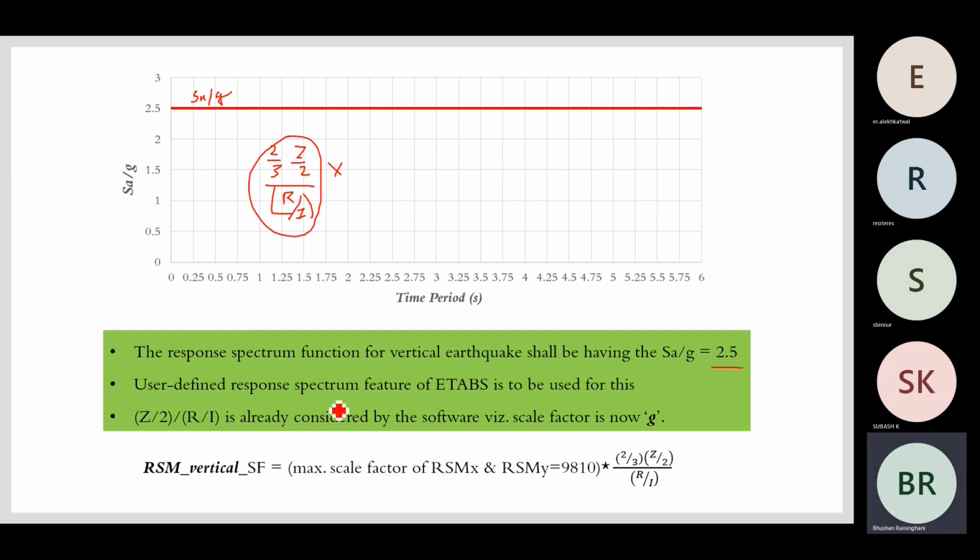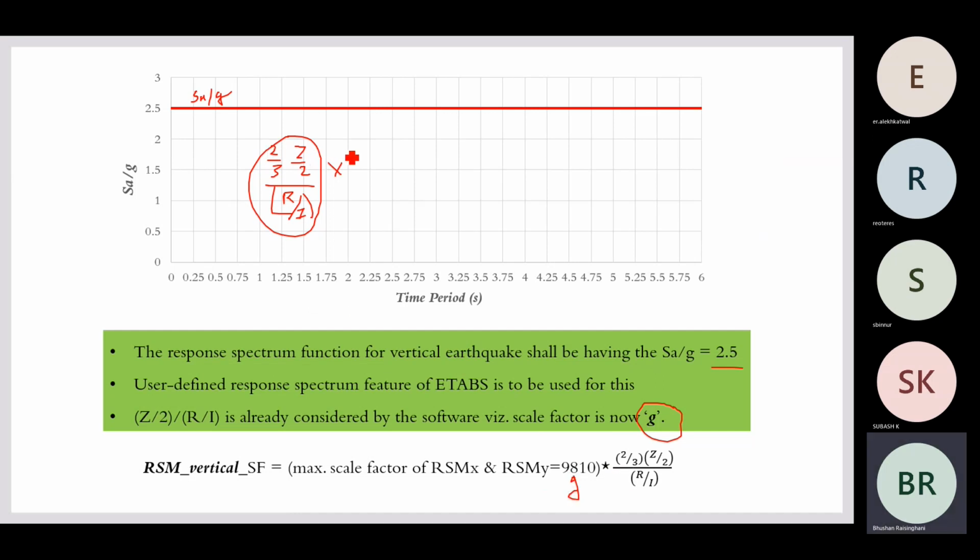User defined features for this Z by 2, R by I is already considered by the software. That is, scale factor is now G. So what I have to do is the RSM, response spectrum method, vertical scale factor. This is the scale factor that I'm talking about. So what is the scale factor? Maximum scale factor of RSMX and RSMY, that is G. So already it will be there in your ETABS software.